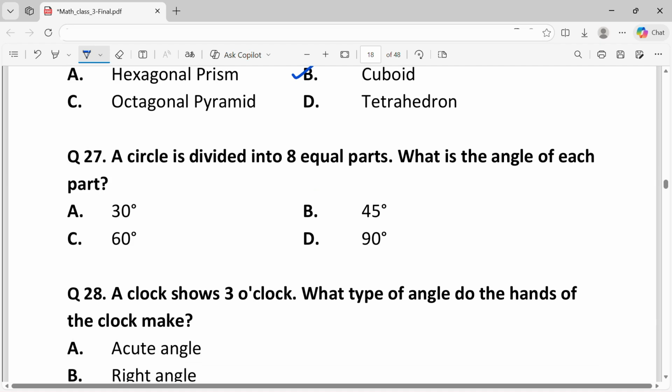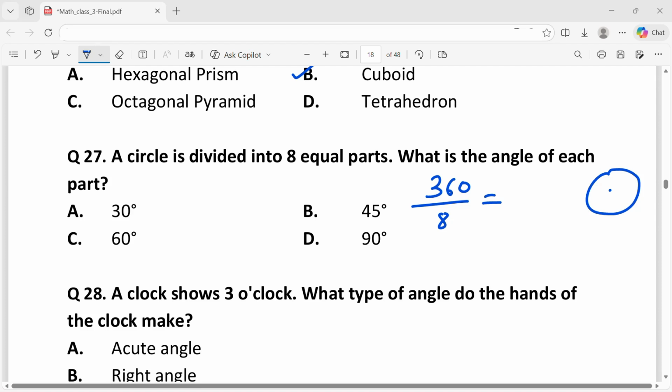Question 27. A circle is divided into 8 parts. What's the angle of each part? The sum of all angles of a circle is always 360 degrees from the center. So the angle for each part is 360 upon 8, which is equal to 45 degrees. That is option B.